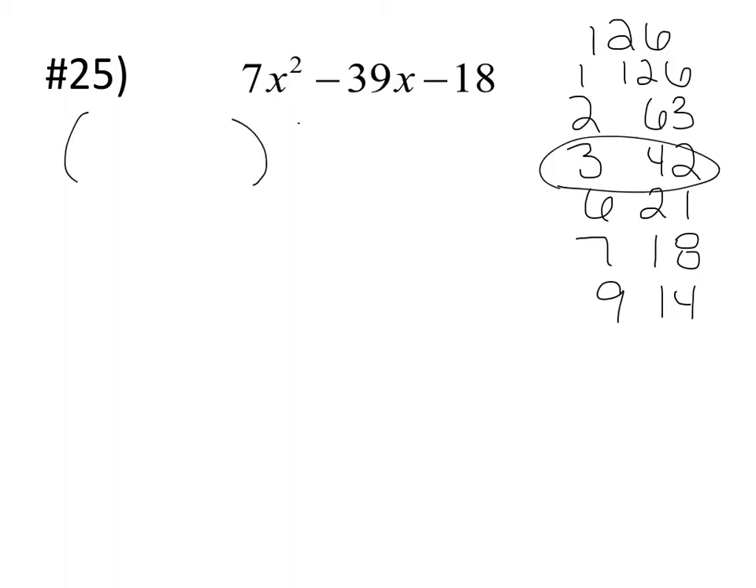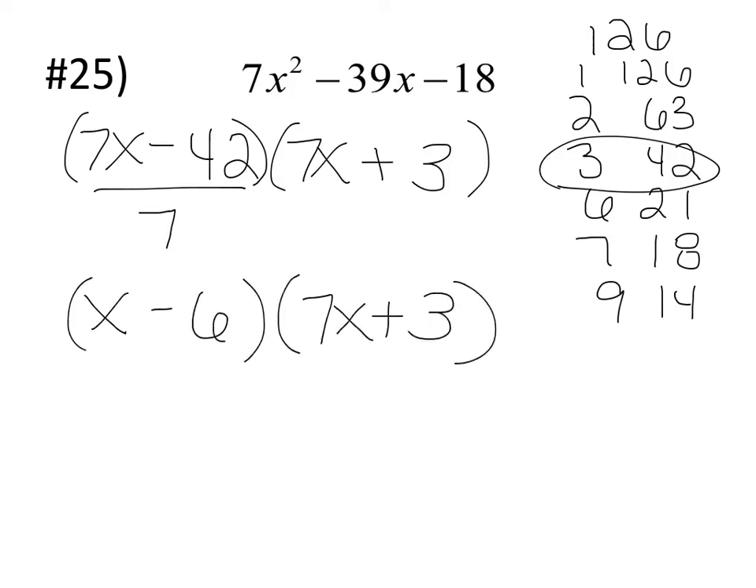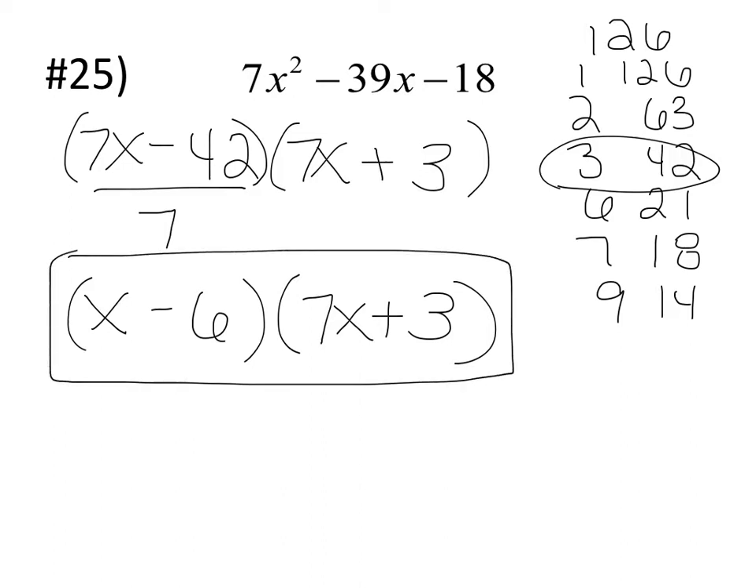So I'm going to build my houses. Get 7x here and here. Keep your first sign. If your first sign is negative, you change your second sign. And the larger number always goes first. This house has a 7 in common, so we're going to divide it out, leaving me x minus 6 times 7x plus 3. Now let's verify to see if this is correct. 7x squared plus 3x minus 42x is negative 39x, and then negative 6 times 3 is negative 18. So it does work. So that is your factor.